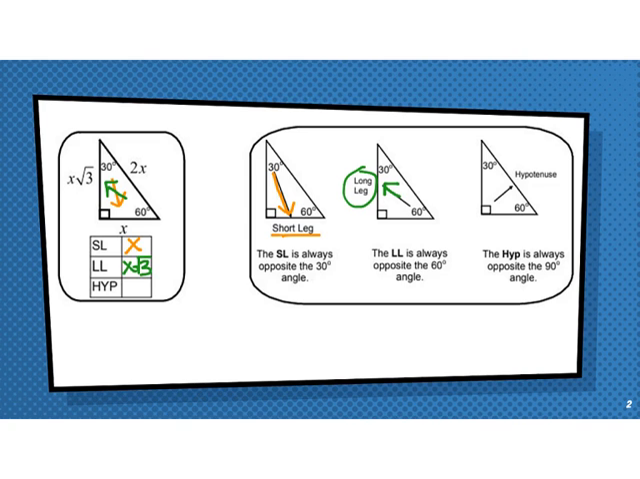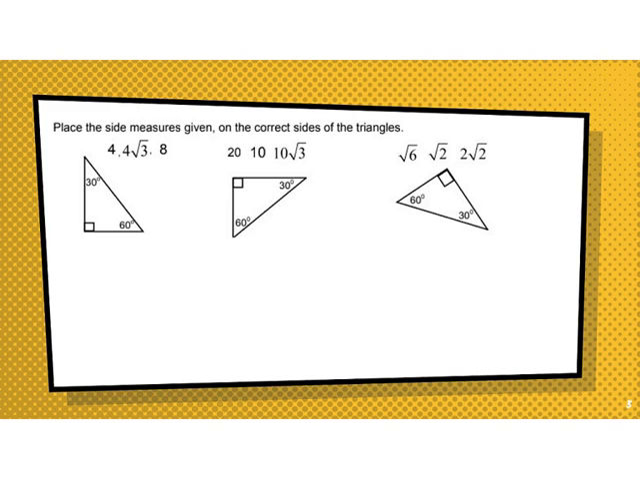Then we have our hypotenuse, which will always be directly across from that 90 degree angle. Again, you have your hypotenuse over here directly across from that 90 degree angle. And our hypotenuse for our general formula is 2x. So that's just a way for you guys to remember, where locating these things is the most important thing.